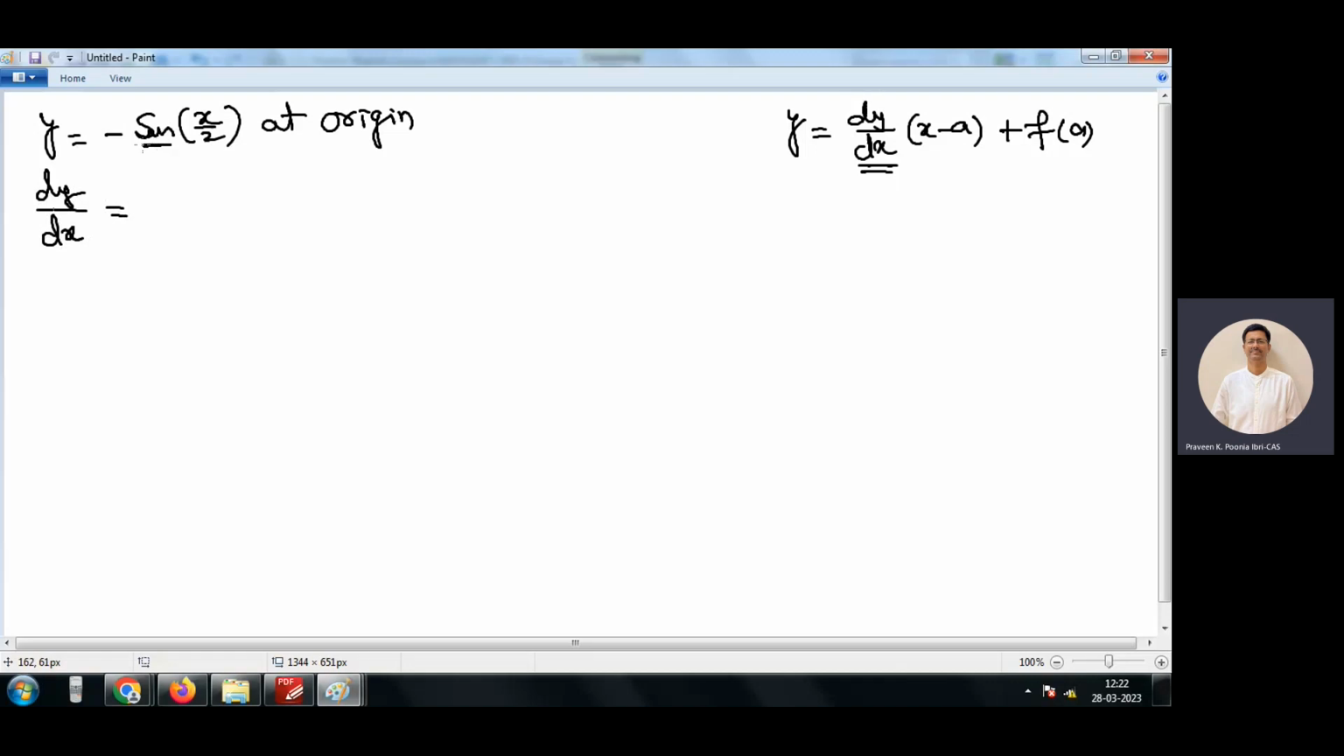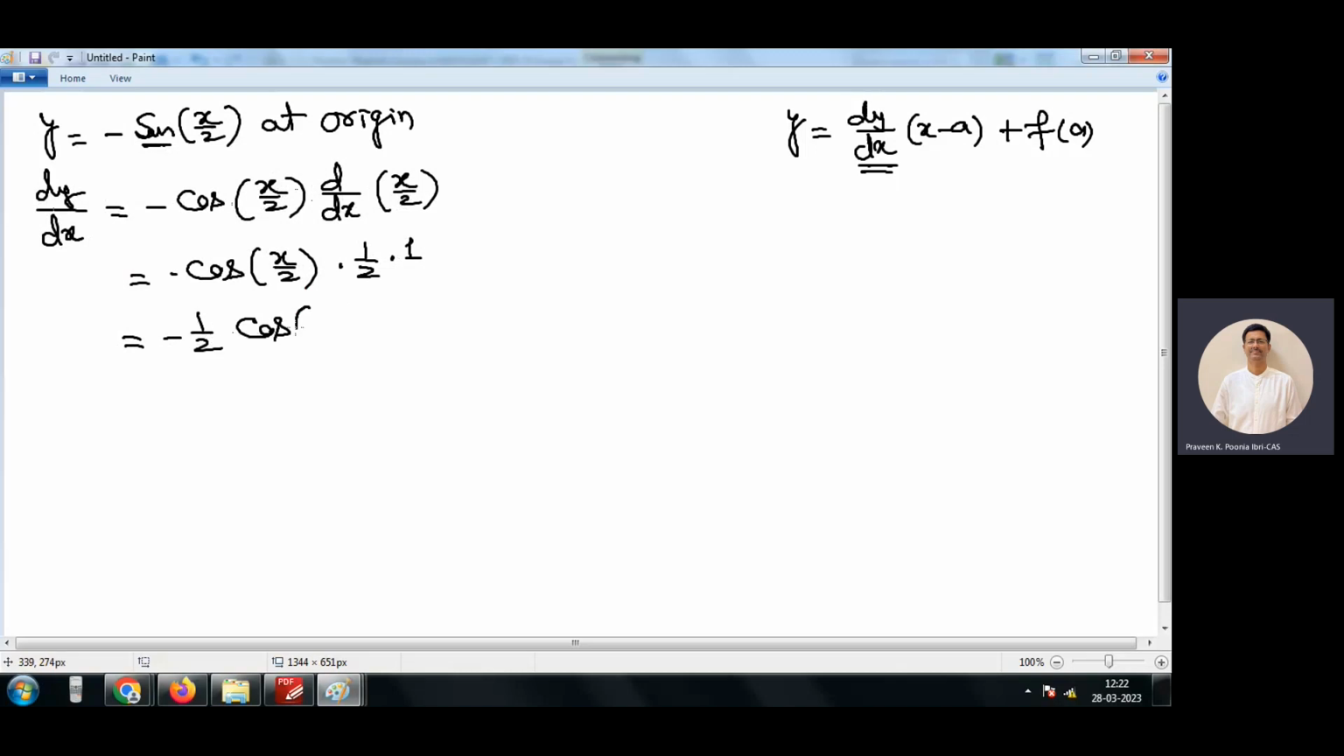So what will we do? First we will differentiate sine, with the minus. What is the derivative of sine? Cosine. Now you need to differentiate this x by 2. So minus cosine x by 2, and if you differentiate, 1 by 2 comes out. What is the derivative of x? It is 1. So the answer is minus 1 upon 2 cosine x upon 2. Now this is the slope, dy/dx, and you need to find it at x = 0, the origin.